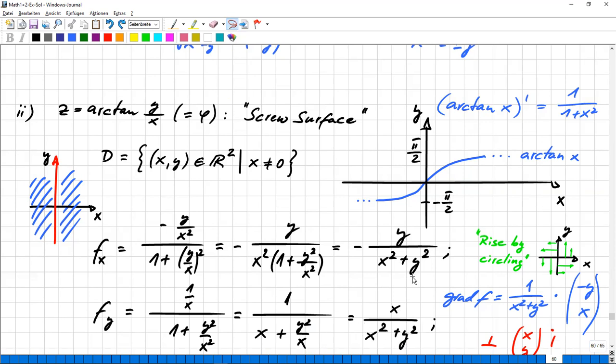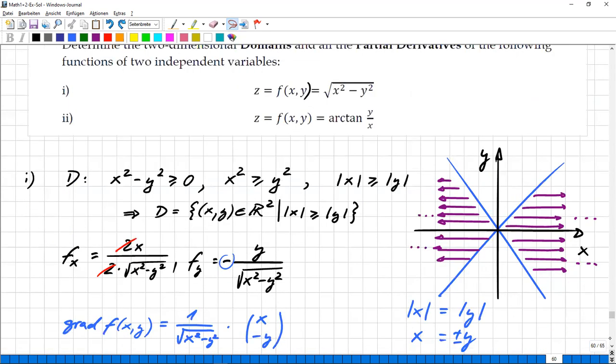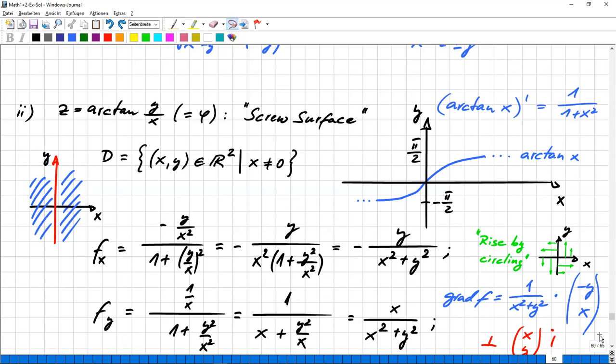Again, if we agree to look at the gradient for short, we can pull out the scalar factor of 1 over x squared plus y squared, which is just a scaling factor outside, so that inside the vector remains negative y, x. This is even more interesting than before. Look, here we had x and negative y, this time negative y and x. Why is this more easily understood?